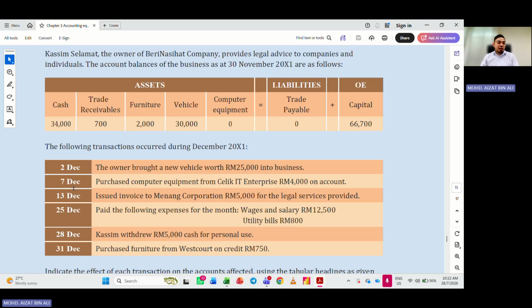Next, 13 December. Issued invoice to Menang Corporation 5,000 ringgit for the legal services provided. What is an invoice? An invoice is basically a source document to represent a credit transaction. It is a document that we issue or receive if the transaction does not involve cash payment or check issuance. There is no cash implication, no bank implication. Meaning either we owe money to another business or another business owes money to us. So that is an invoice. Now, look at the term issued.